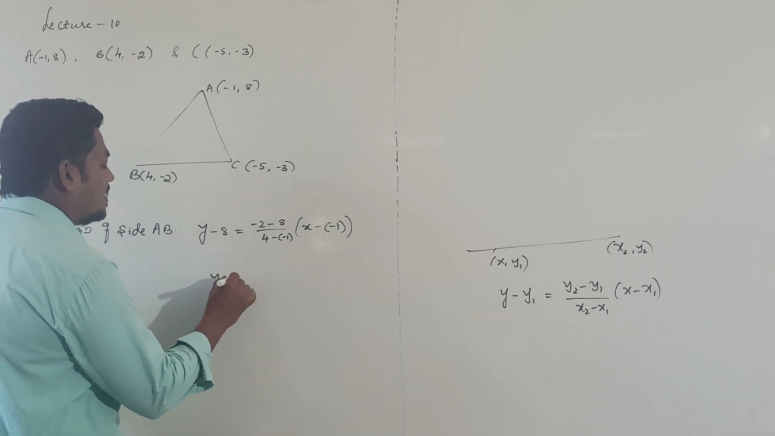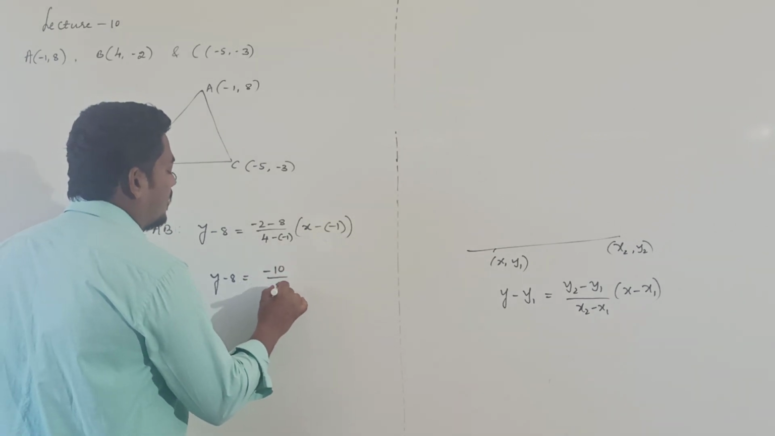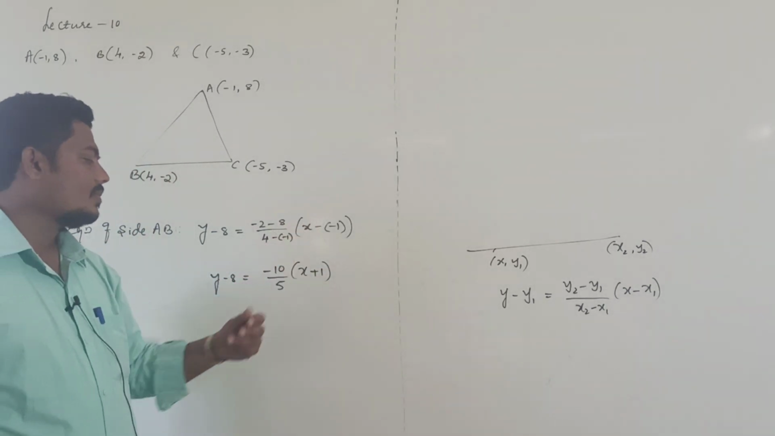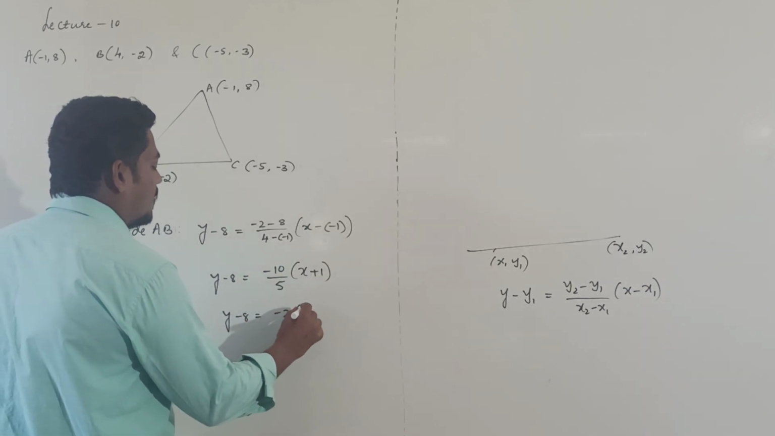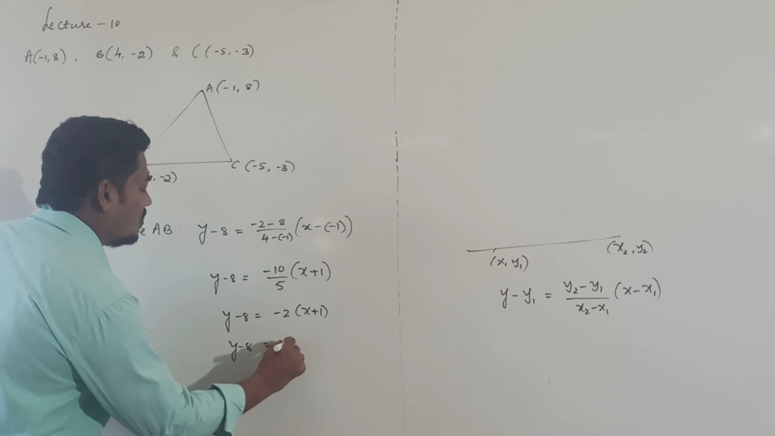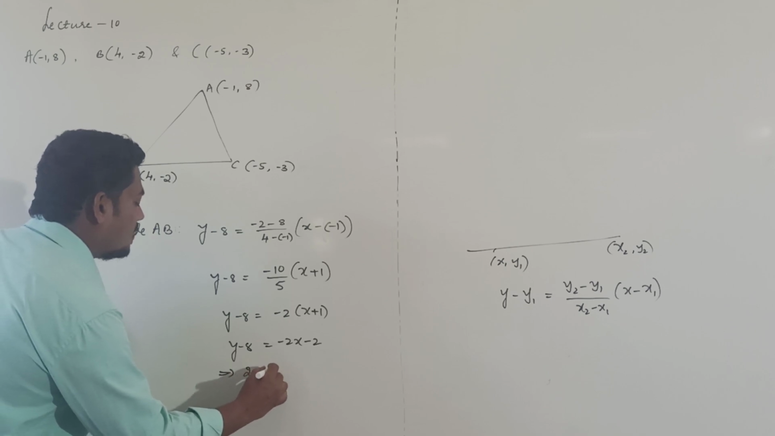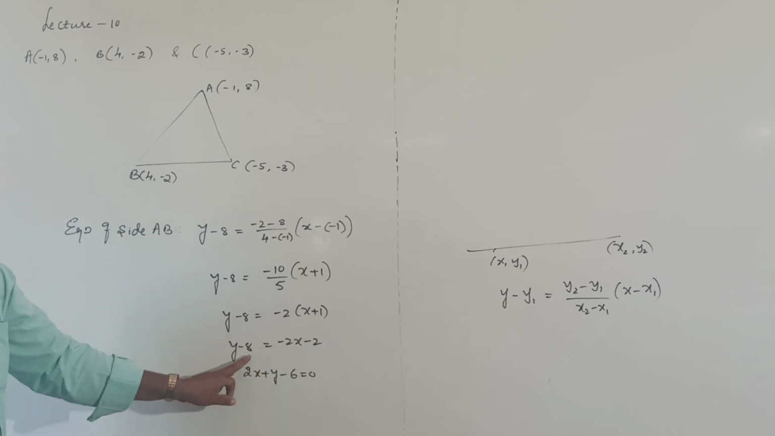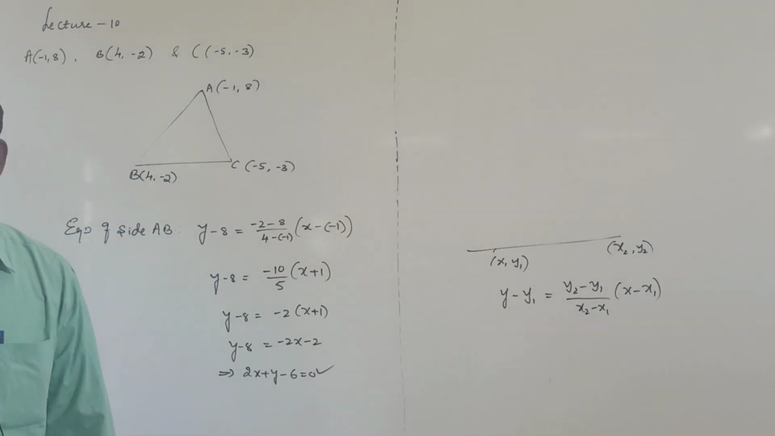Then y minus 8 is equal to -10 divided by +5 into x plus 1 only, because minus of minus will be plus. Then y minus 8 is equal to minus 2 into x plus 1. After that, y minus 8 is equal to minus 2x minus 2. Just rearranging, it will be 2x plus y minus 6 equal to 0, right? If you take this minus 2x to the LHS, then it will be plus 2x, and minus 2 minus 8 is minus 10, wait, minus 8 plus 2 is minus 6. This is the equation of side AB.